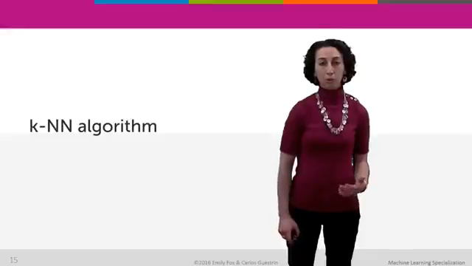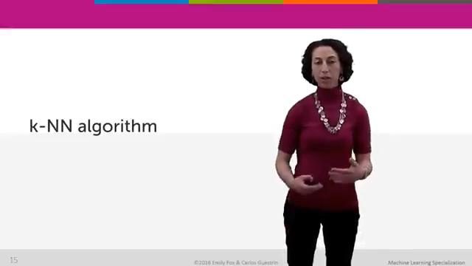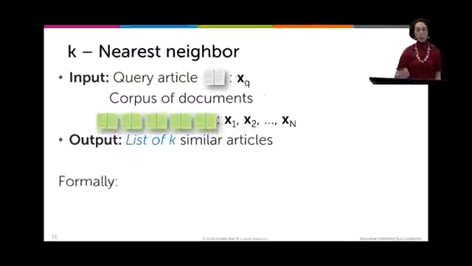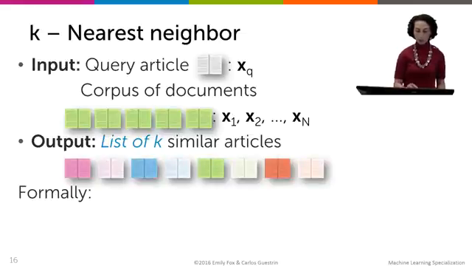Let's now turn to the more formal description of the k-nearest neighbor algorithm, where instead of just returning the nearest neighbor, we're going to return a set of nearest neighbors. The setup here is just like in one nearest neighbor search, where we have our query article xq and we have the same corpus of documents x1 to x capital N, but now instead of outputting just a single nearest document, we're going to output a list of k similar articles.